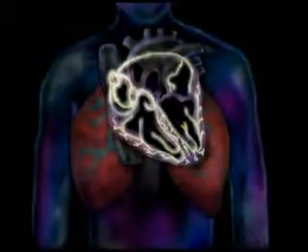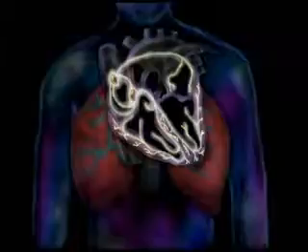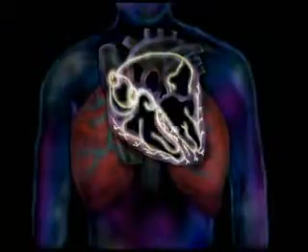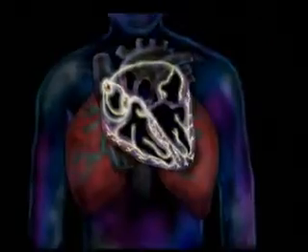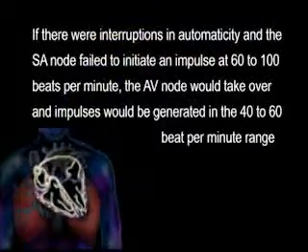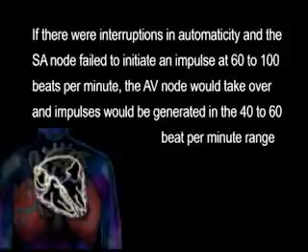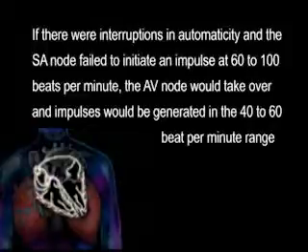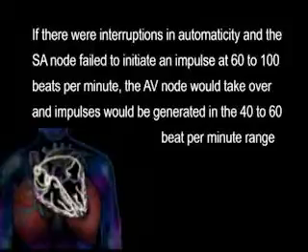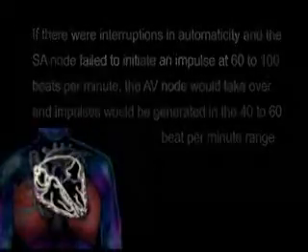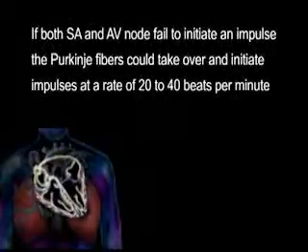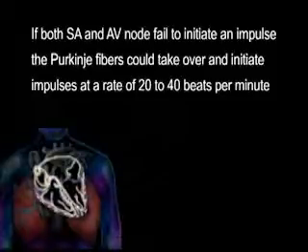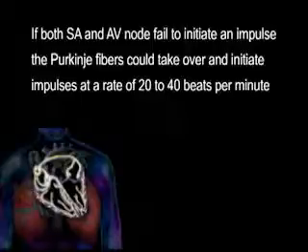Any myocardial cell in the atria, AV node, or ventricles has the capability of taking over the role of pacemaker. For example, if there were interruptions in automaticity and the SA node failed to initiate an impulse at 60 to 100 beats per minute, the AV node would take over and impulses would be generated in the 40 to 60 beat per minute range. If both SA and AV node fail to initiate an impulse, the Purkinje fibers could take over and initiate impulses at a rate of 20 to 40 beats per minute.